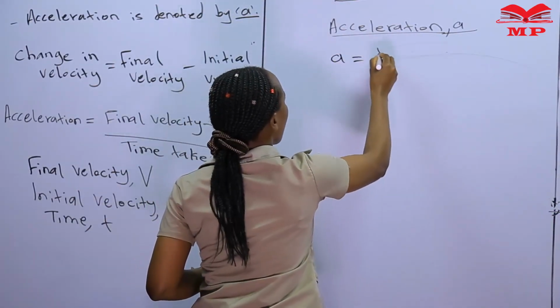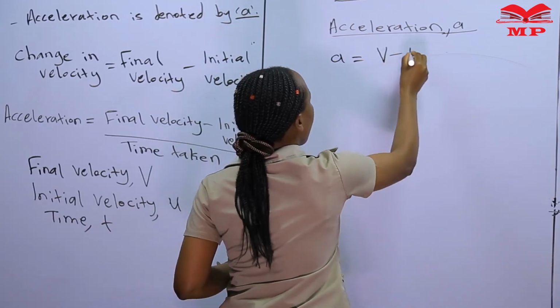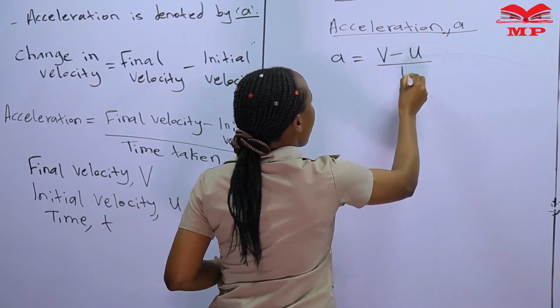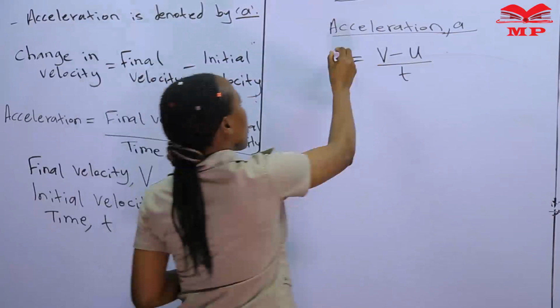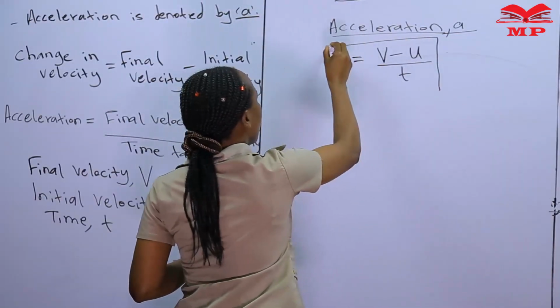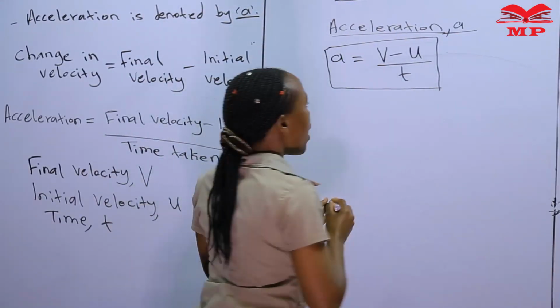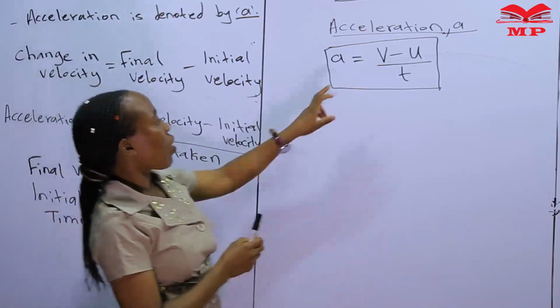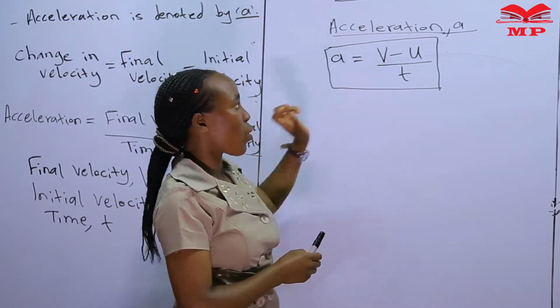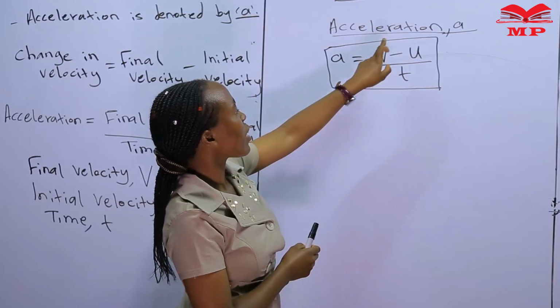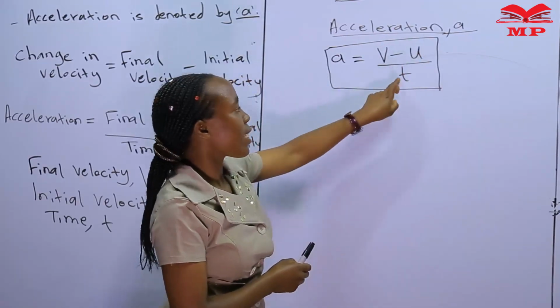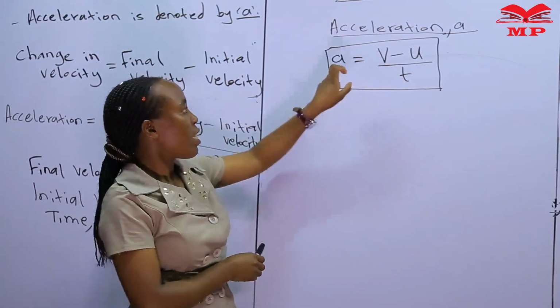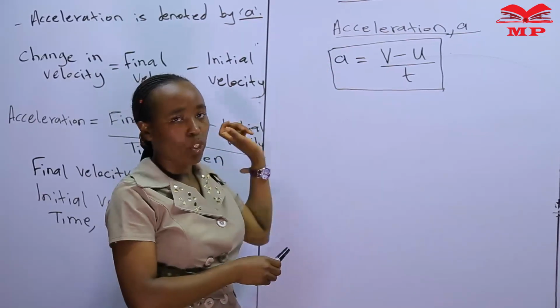will be equal to final velocity V minus the initial velocity divided by the time taken. So this is our acceleration, the change in velocity per unit time, or the rate of change in velocity. So we have the final velocity minus the initial velocity divided by the time taken. That's what we have for acceleration.